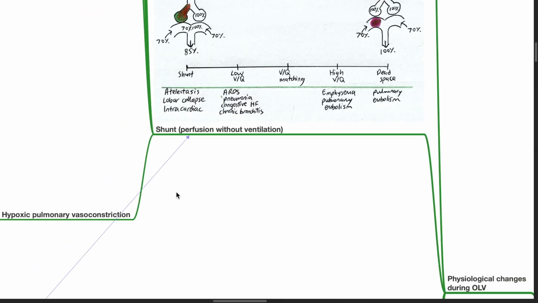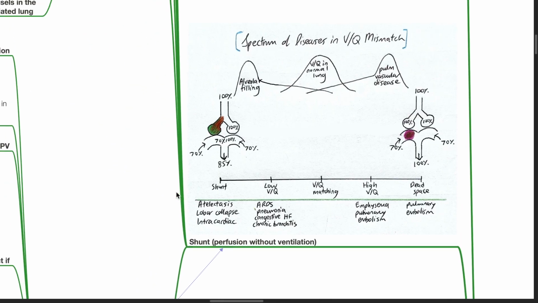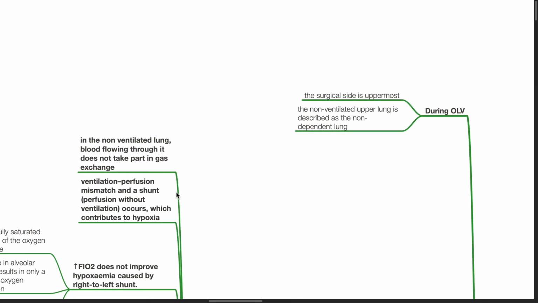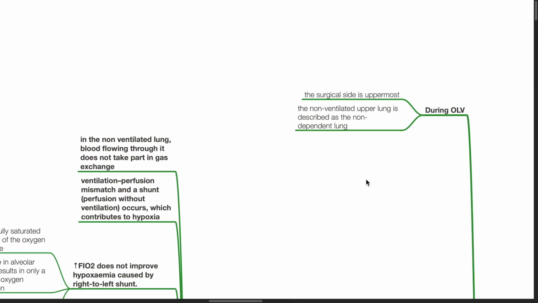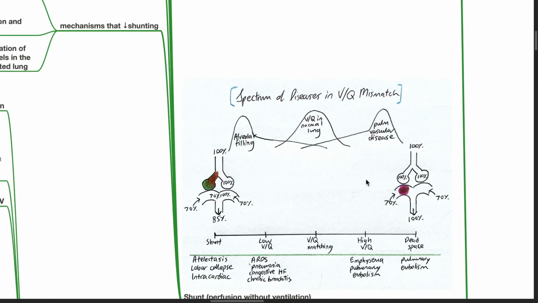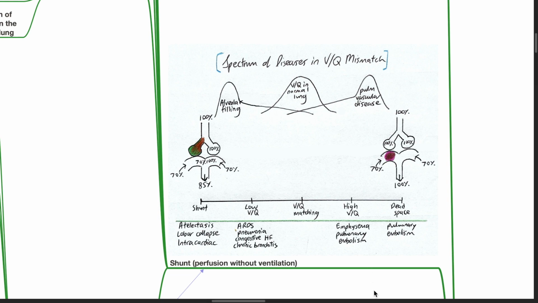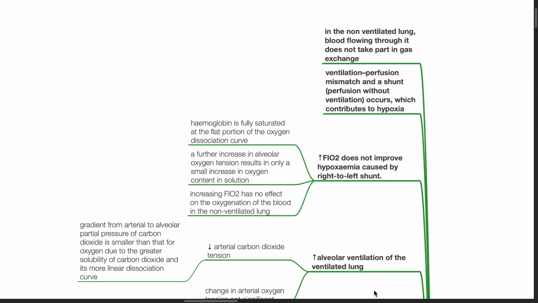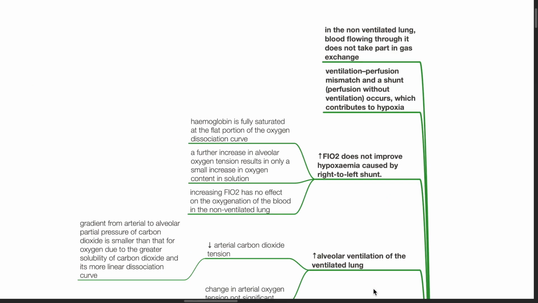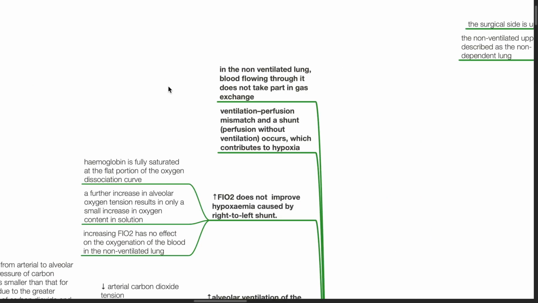Physiological changes during OLV. During one lung ventilation, the surgical site is uppermost and the non-ventilated upper lung is described as the non-dependent lung. Shunt occurs, which is perfusion without ventilation. In the non-ventilated lung, blood flowing through it does not take part in gas exchange. Ventilation perfusion mismatch and shunt occur, which contribute to hypoxia.